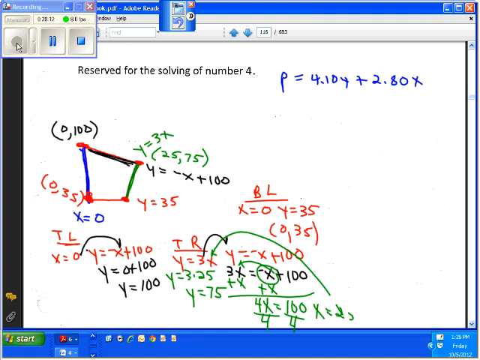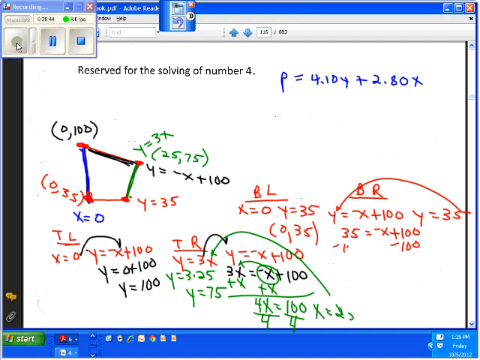And now we're going to find the bottom right corner. And it comes from the equation y equals negative x plus 100 and the equation y equals 35. So we're going to put the 35 in place of the y and get 35 is equal to negative x plus 100, and then isolate the x. So we're going to subtract 100.